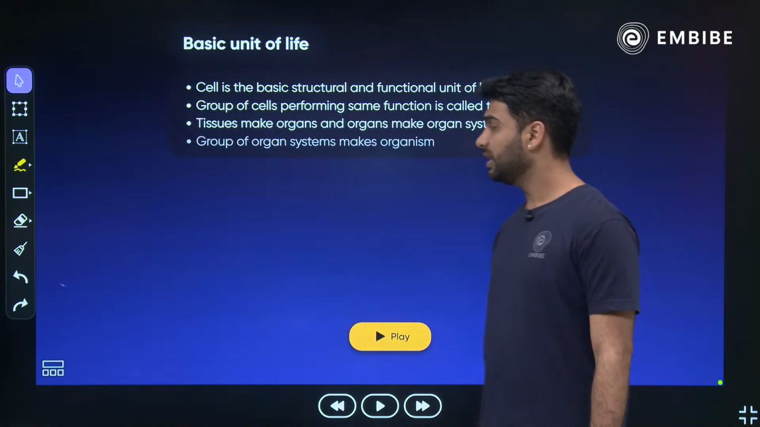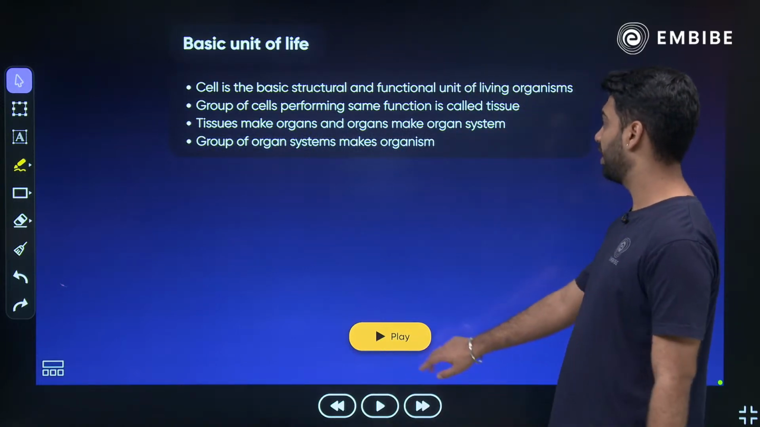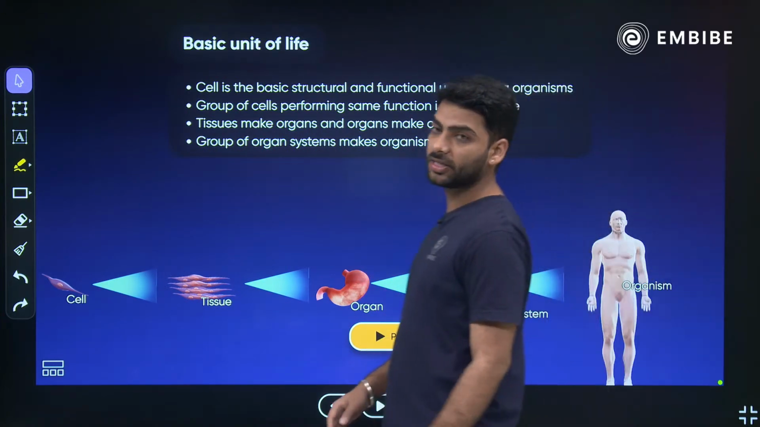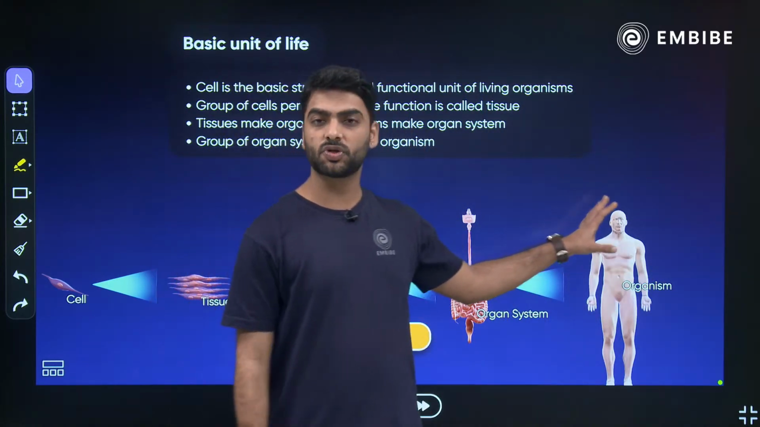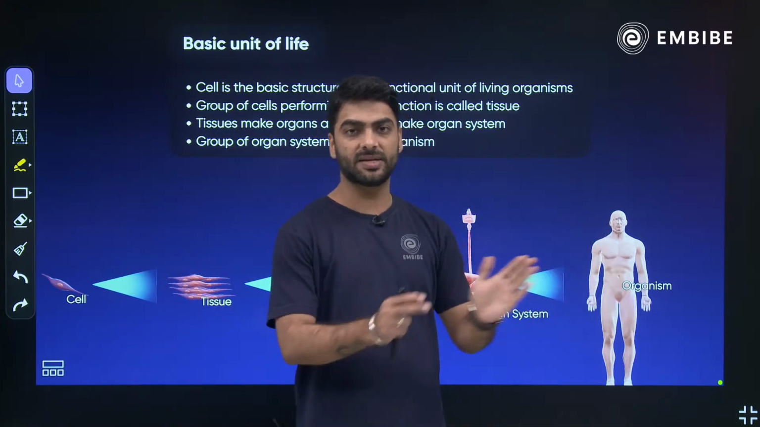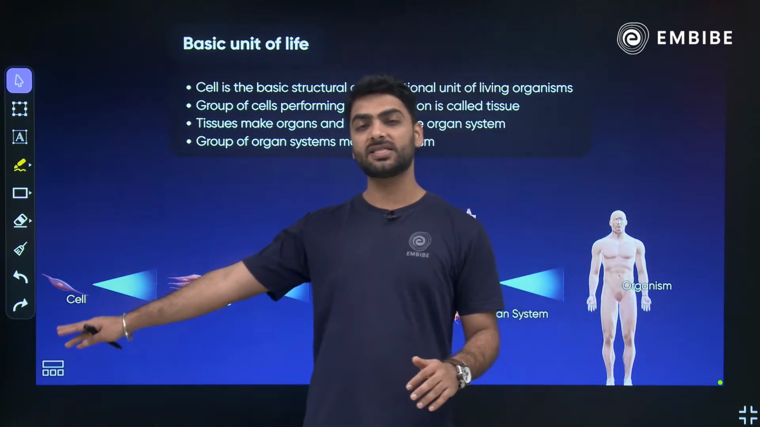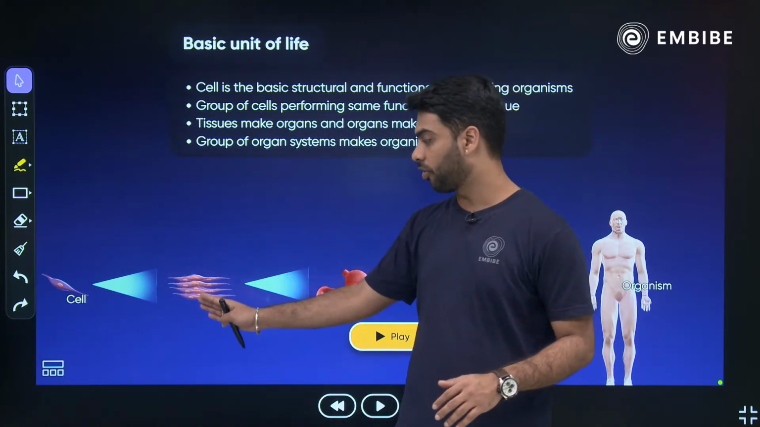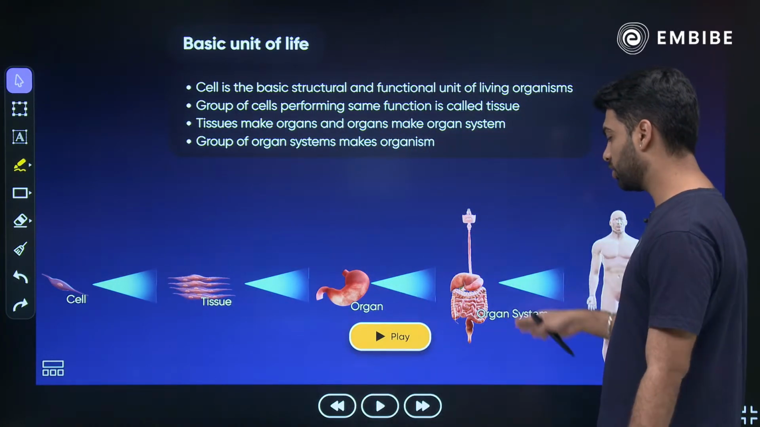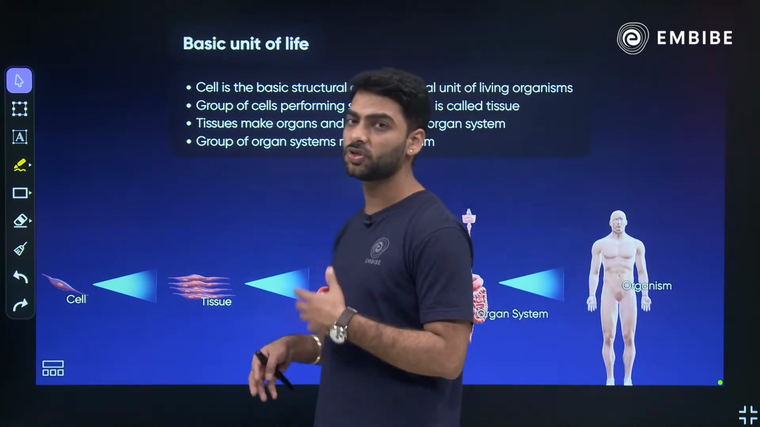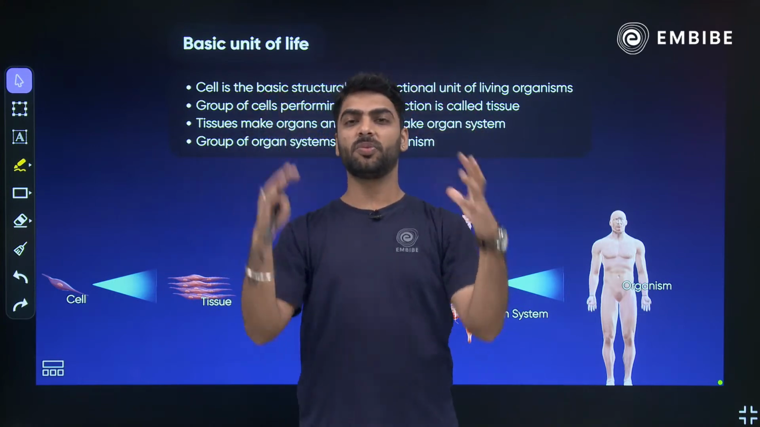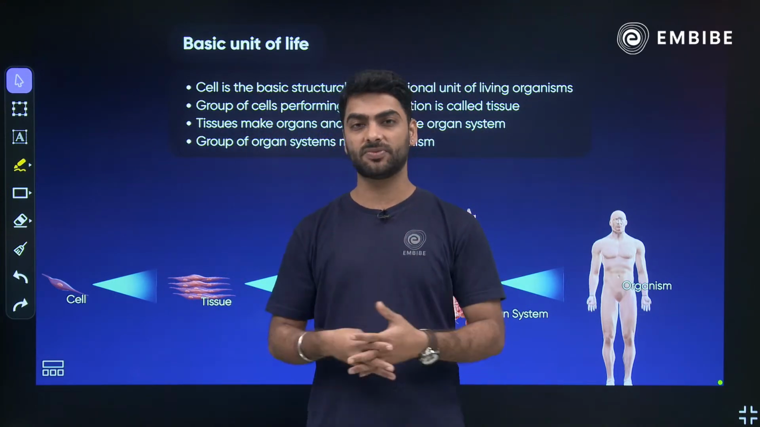Then cell is the structural and functional unit of life of living organisms. Group of cells form tissues, tissues form organs, organs form organ systems, and organ systems together form an organism. So you can say that every living organism is made of cells, because similar cells group together to form tissues, similar tissues group together to form organs, similar organs group together to form the organ system, and all the organ systems together make up the organism. What are we? We are basically the accumulation of all the organ systems of our body.